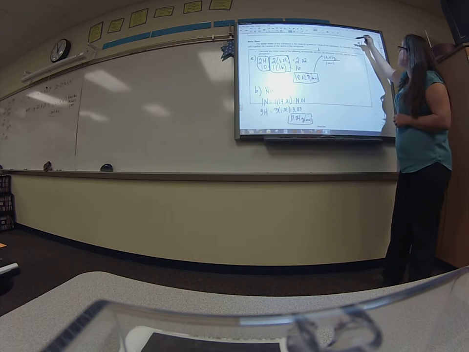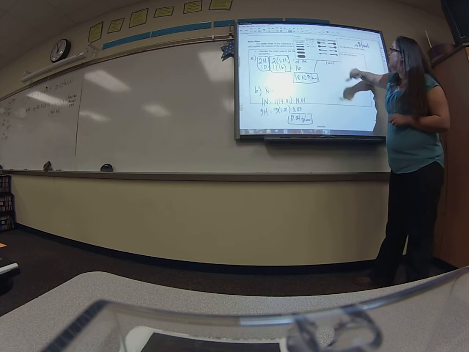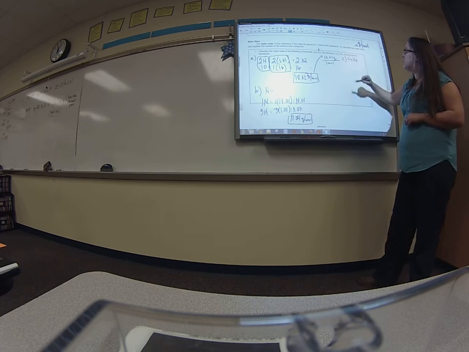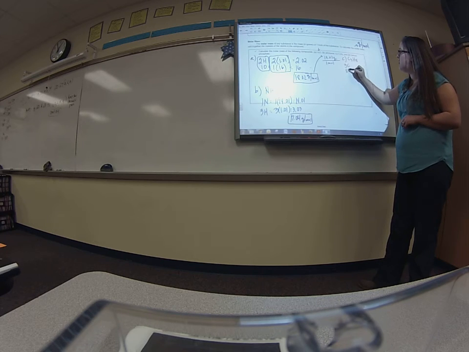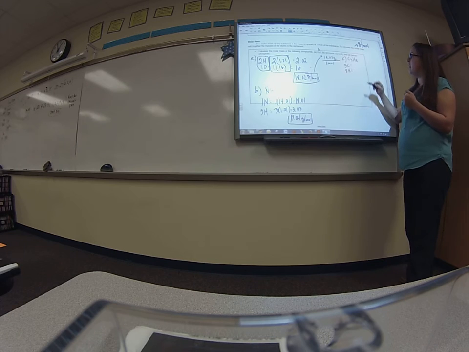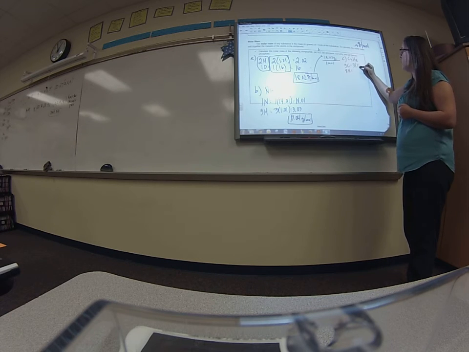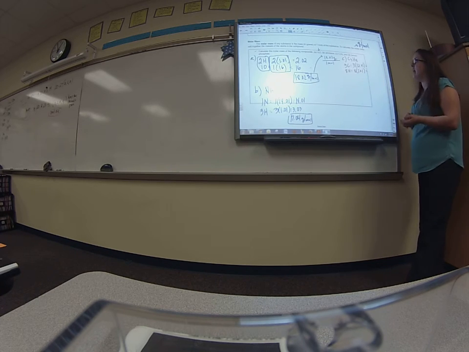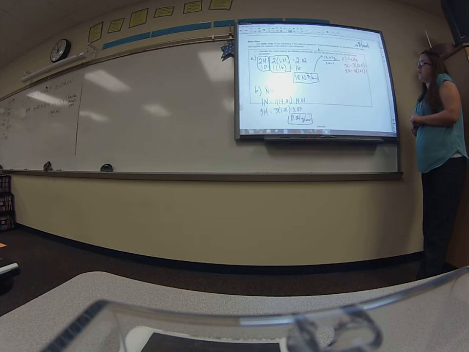Okay, next one. C is C3H8. So we're going to list our elements. Okay, we're going to find the mass of each carbon and hydrogen. So 3 times 12.01, 8 times 1.01. Off the side, I always work them out just because that's what I do for percent composition. But 3 times 12.01 is what?